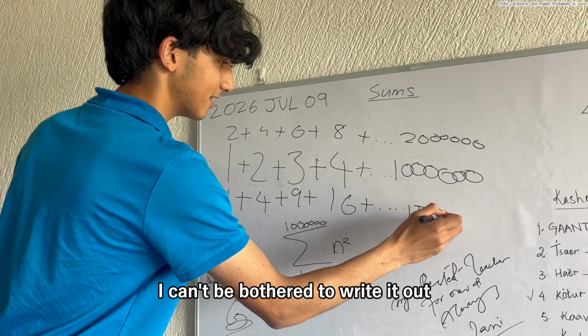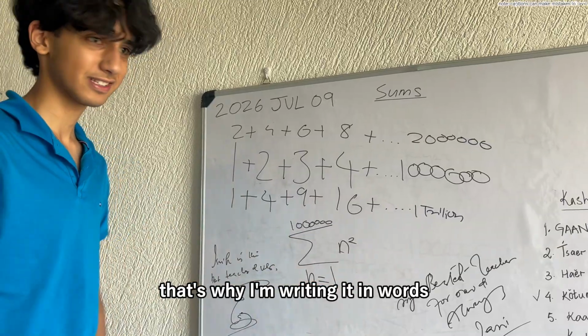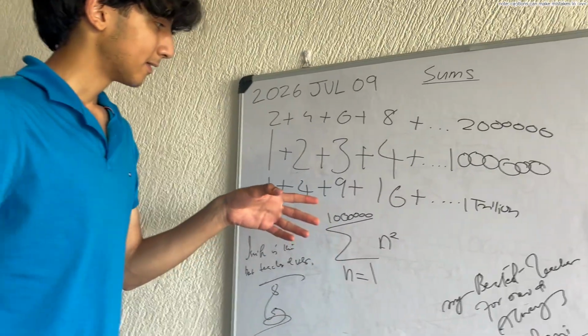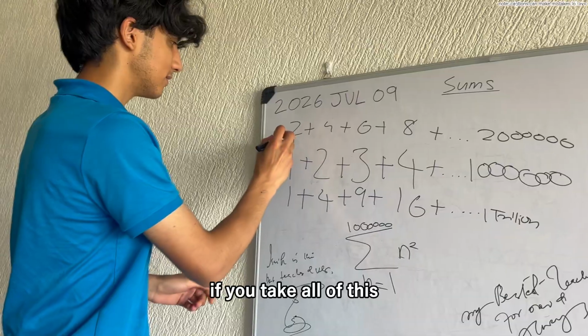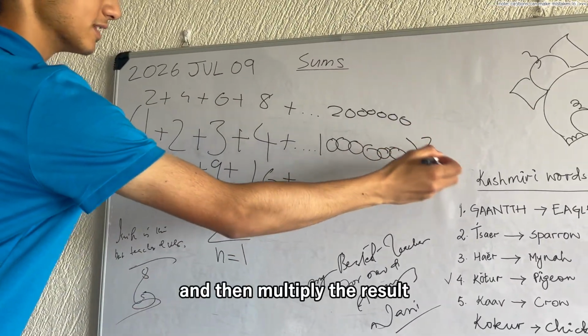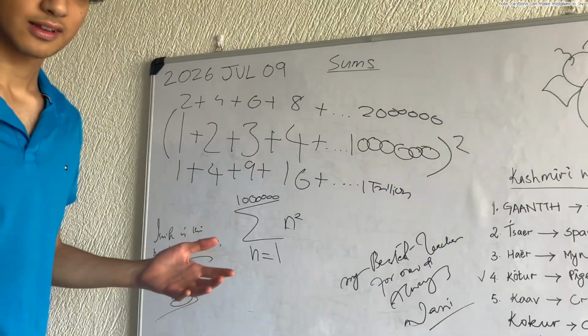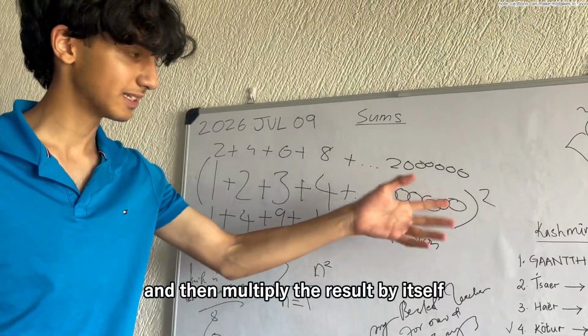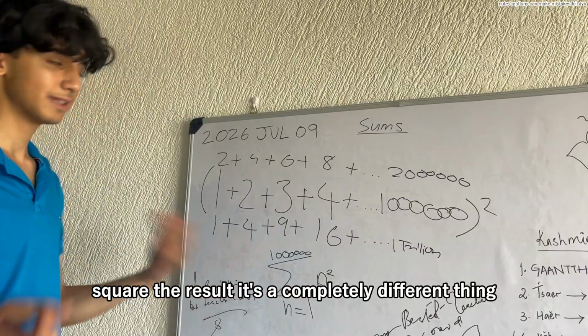I can't be bothered to write it out. That's why I'm writing it in words. That's a completely different thing to if you take all of this, all of the numbers from 1 to 1,000,000, and then multiply the result by itself, square the result. It's a completely different thing.